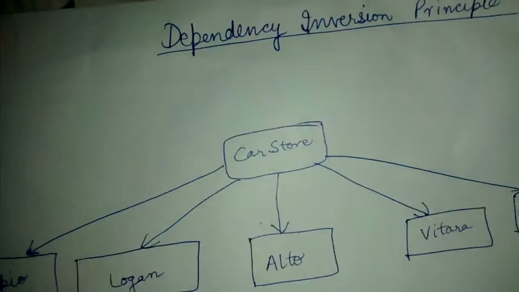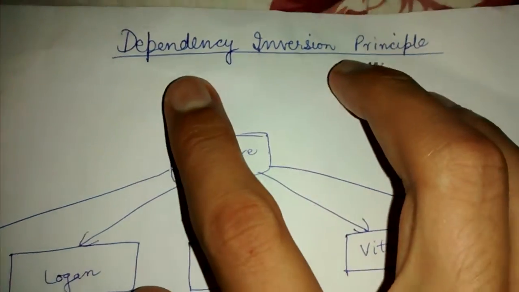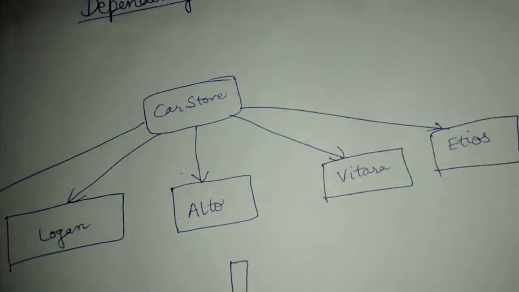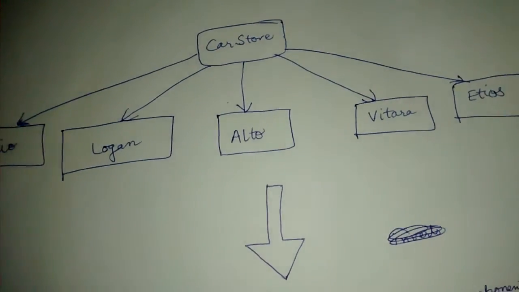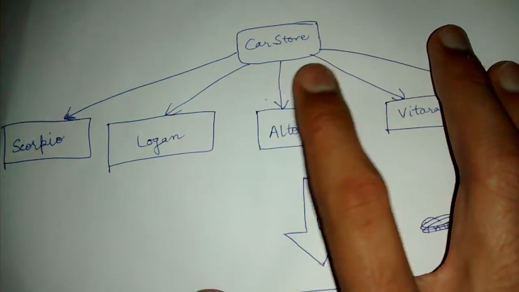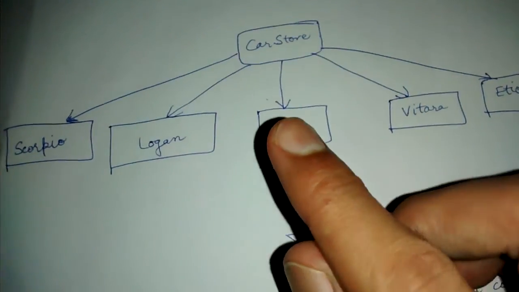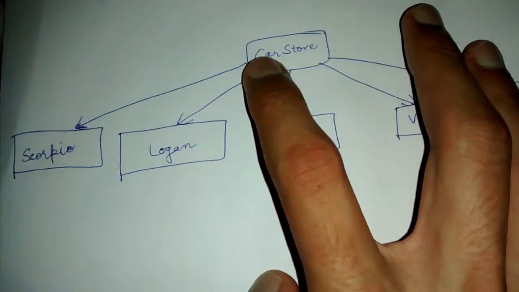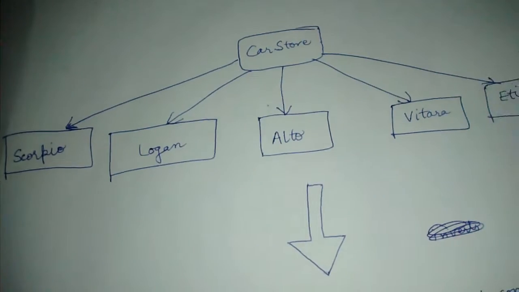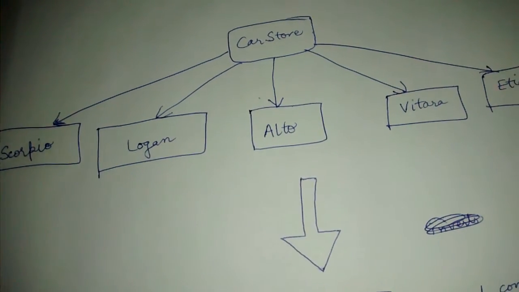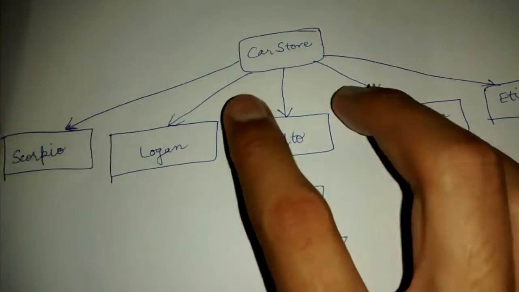So today we'll be looking at the dependency inversion principle. It is the D of the SOLID. So let's see a CarStore which we were using in our factory method design pattern videos. If you have not seen those videos, you might want to look at the factory method design pattern video from my design patterns playlist.